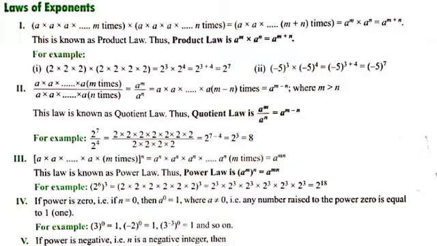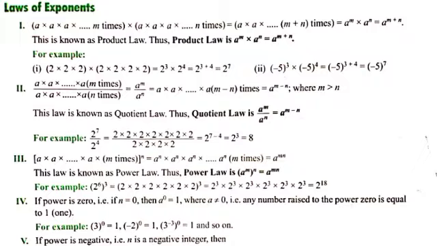Second law: a into a into a m times by a into a n times is equal to a power m by a power n, which is equal to a into a, m minus n times, is equal to a power m minus n, where m is more than n. This is the quotient law. Thus, the quotient law is a power m by a power n is equal to a power m minus n.